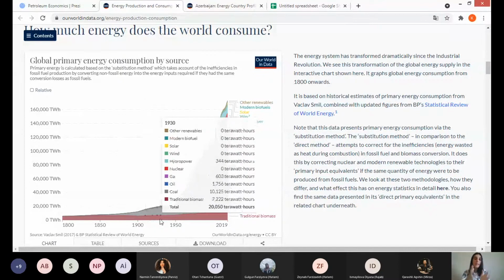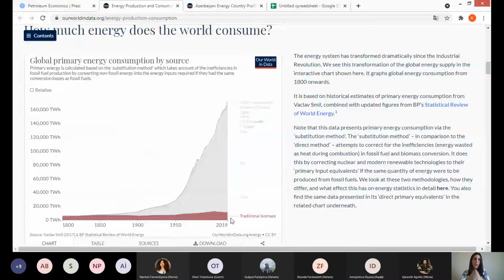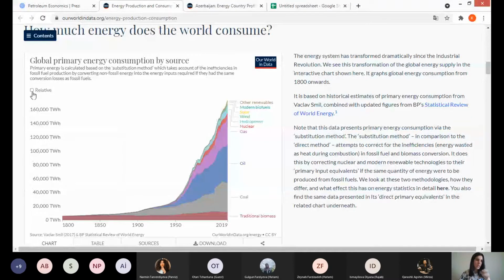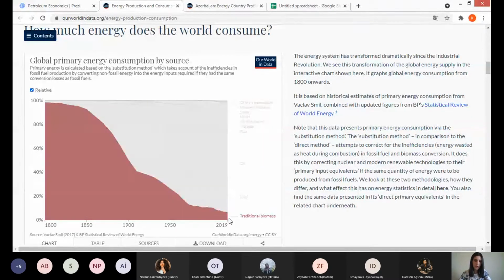Then coal and gas follow oil. We can see renewable energies here, but as you see, it's not too much. Hydropower is a leader among renewable energies. If you would like to look at relative energy consumption, just click here. We can look at it relatively, so as a percentage.